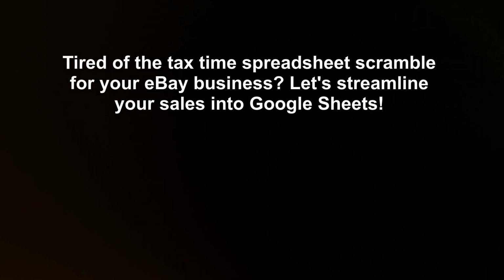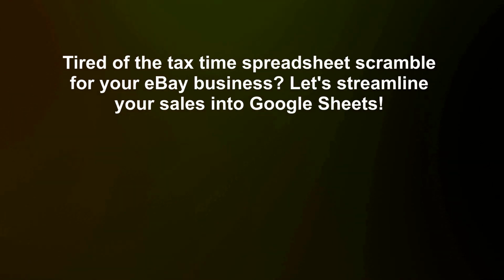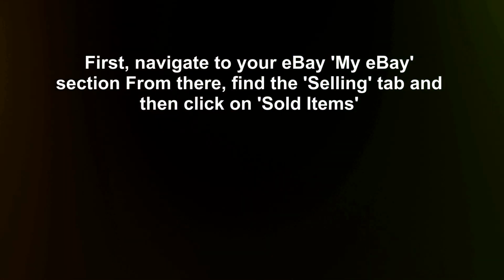Tired of the tax time spreadsheet scramble for your eBay business? Let's streamline your sales into Google Sheets. First, navigate to your eBay My eBay section. From there, find the Selling tab and then click on Sold Items.